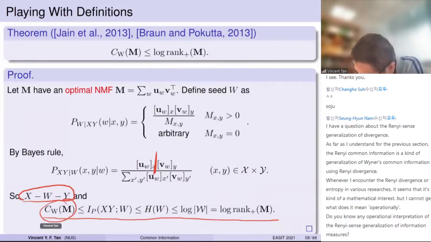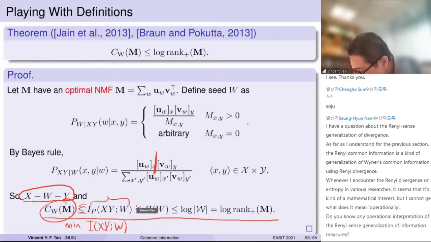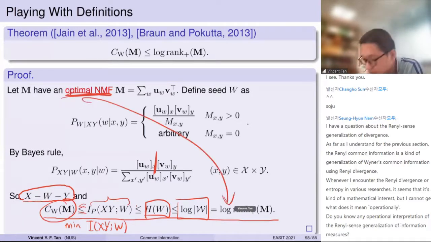This guy here is the minimum of the mutual information, which is upper bounded obviously by the mutual information. Mutual information is obviously upper bounded by entropy. Entropy is obviously upper bounded by the logarithm of the cardinality. But because I chose an optimal NMF, this is true. The cardinality is as small as possible. So this proves this theorem.